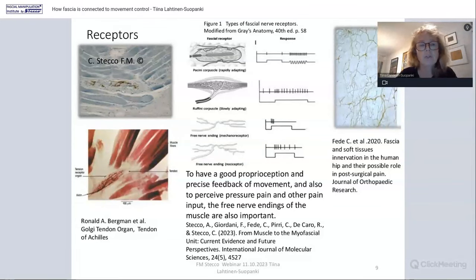For example, the pressure from the surroundings and the irritation from the surroundings that are connected to, for example, edemas, or the pH, or the cytokines around there. And then the other receptor, the Golgi, is measuring the effect of the muscle activity. These two are working together.